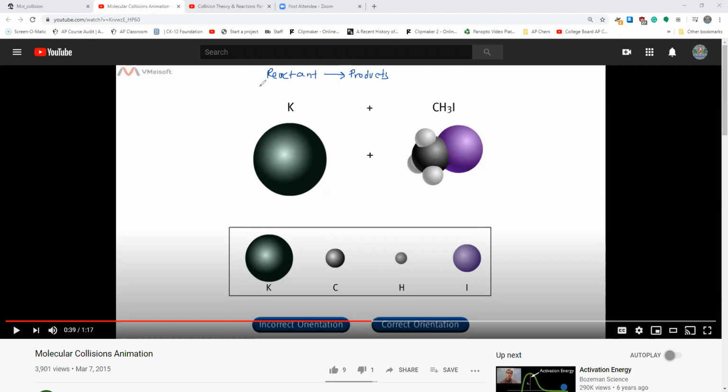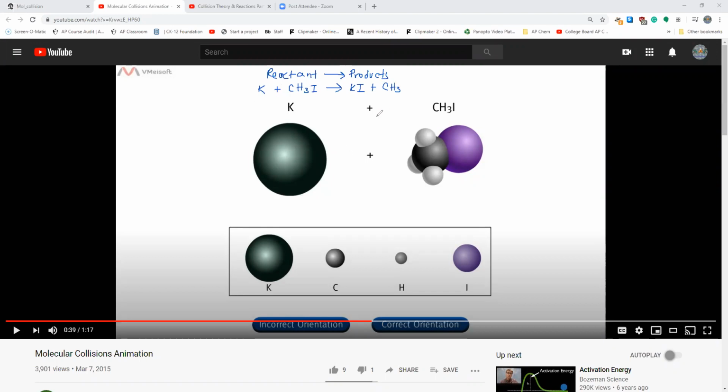Well, my reactants are just K and CH3I. What are going to be the new products? The new products are going to be KI and CH3. Okay? So what do we see?